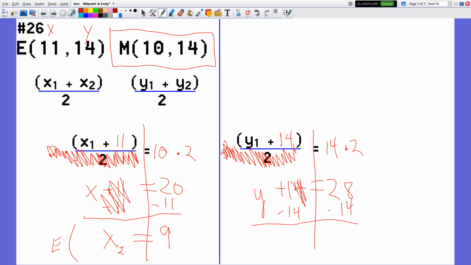I'm not showing you these steps because I want you to see the steps. I'm showing you the steps because this is exactly what you should be writing. And it equals 14. So what we're saying here is that we should have gotten another endpoint with x is 9 and y is 14. So the answer would be 9, 14. And whenever you plug your other endpoint into the midpoint formula to check, the answer should be 10, 14.